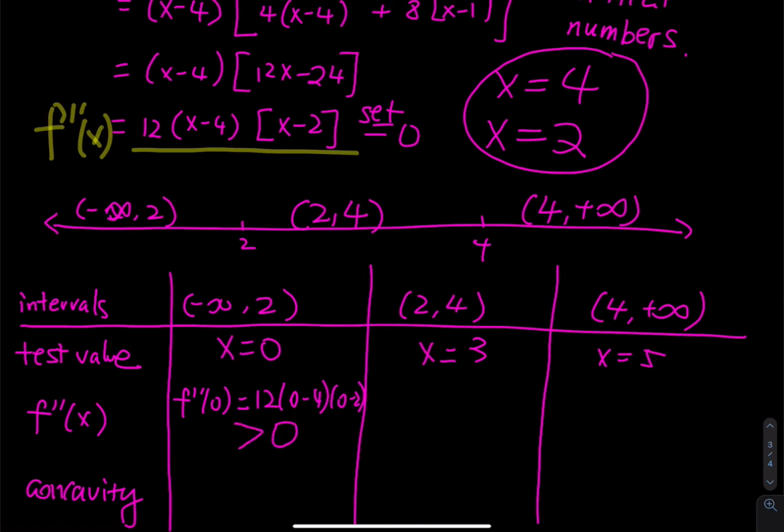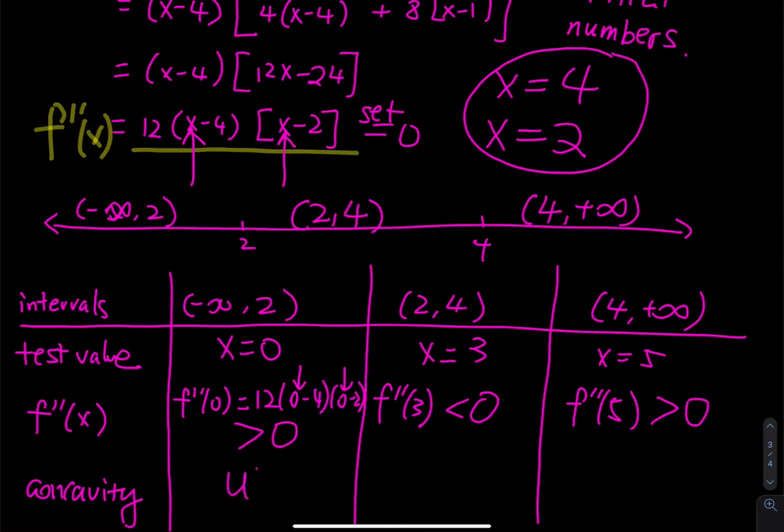And then plug in f double prime of 3. So 3 right here, and 3 right there. So this one gives you a negative. And then the last one, f double prime of 5, you plug it into the x right here and right there. So 12 times (5 minus 4) times (5 minus 2). The product of 3 positives is positive. Again, I don't need to know what that equals exactly. All I need to know is negative or positive. So positive is concave up, negative is concave down, and then positive is concave up.